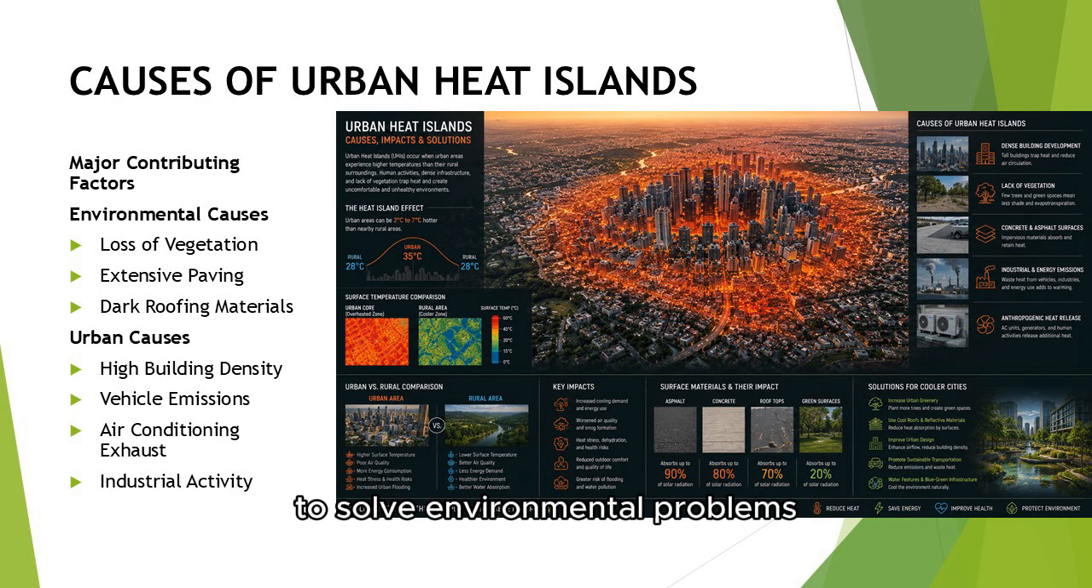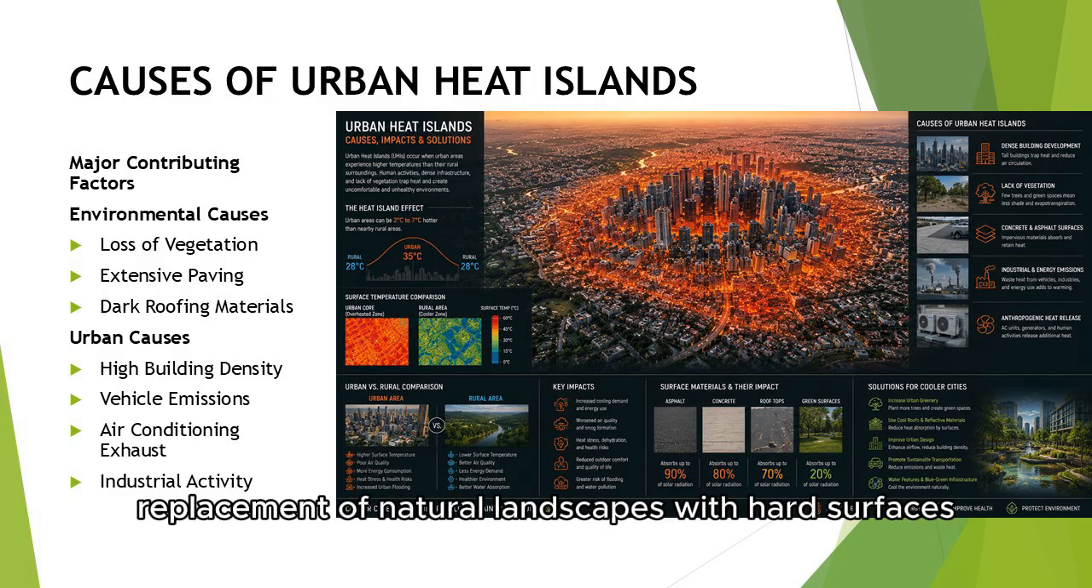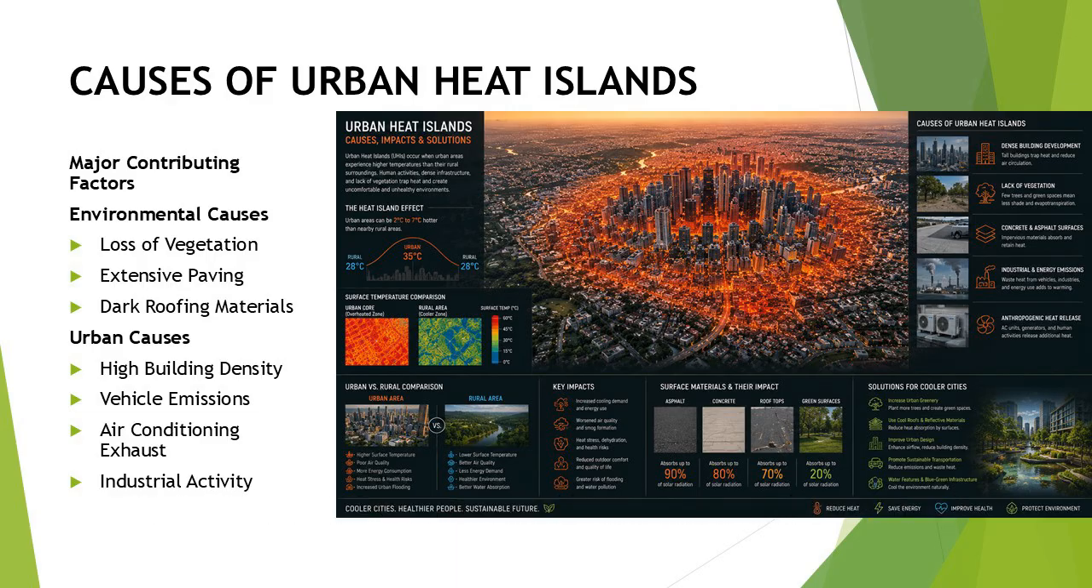To solve environmental problems, architects must first understand their causes. Urban heat islands are primarily caused by replacement of natural landscapes with hard surfaces. Vegetation that once cooled environments is removed. Natural soils are replaced by asphalt, concrete, and pavements.